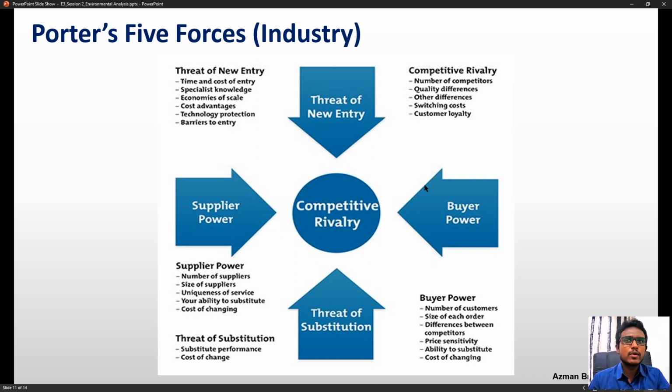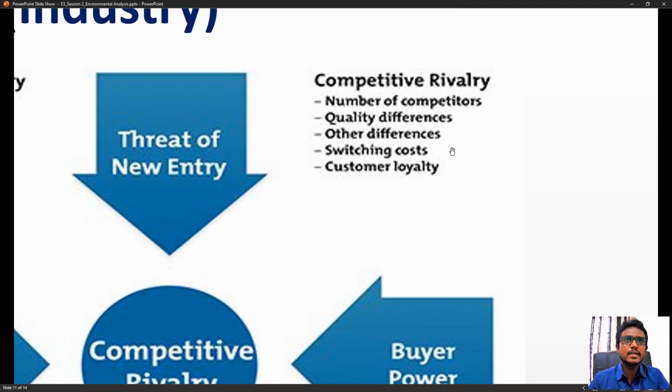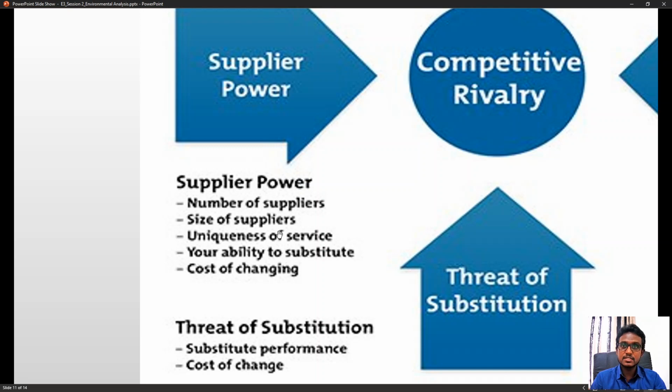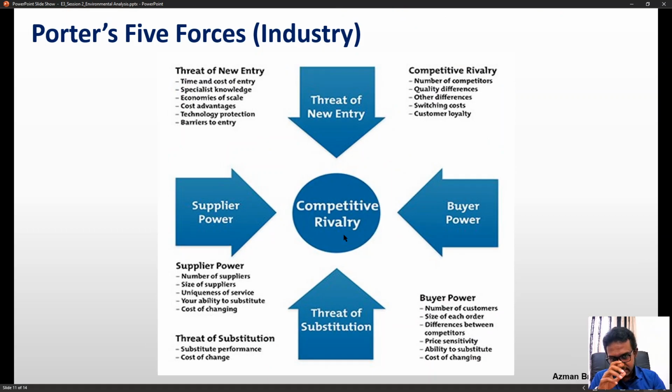Let's take a quick look at one of them. Right, so under competitive rivalry, what will you look at? You're looking at the number of competitors, quality differences, any other differences, switching cost, customer loyalty, etc. Maybe supplier bargaining power, number of suppliers, size of suppliers, uniqueness of service, and your ability to substitute, and the cost of changing. Now see, when you are analyzing an industry in terms of the Porter's 5 forces, once you identify a particular force, you have to basically determine how powerful that force is.